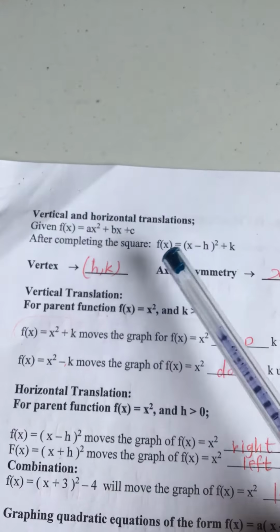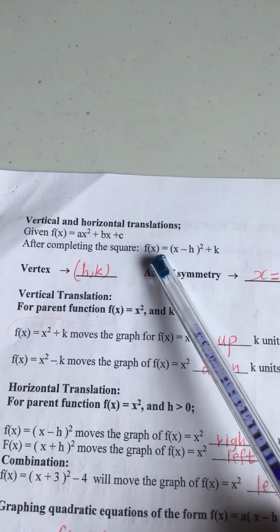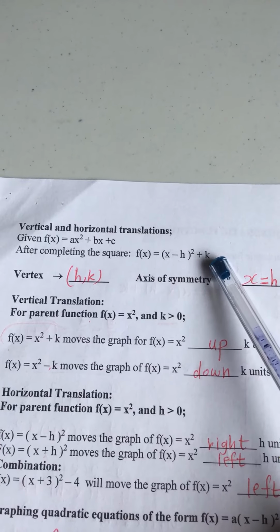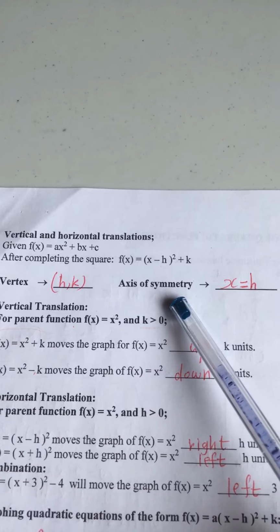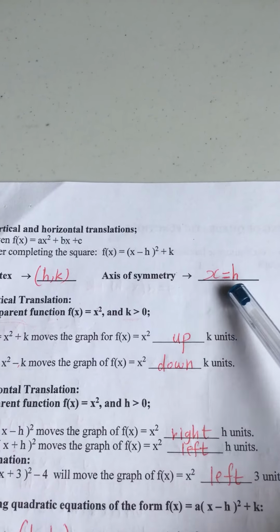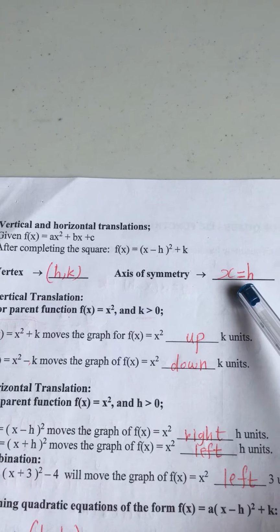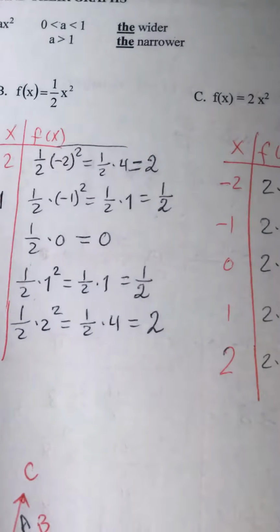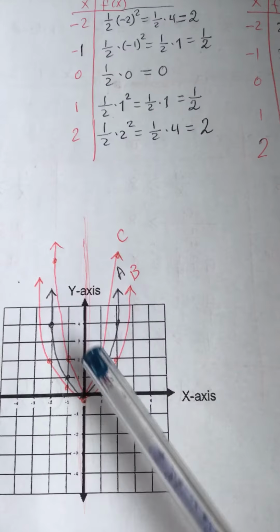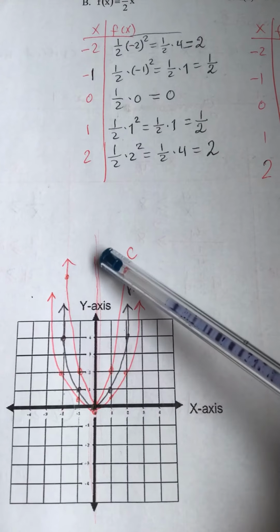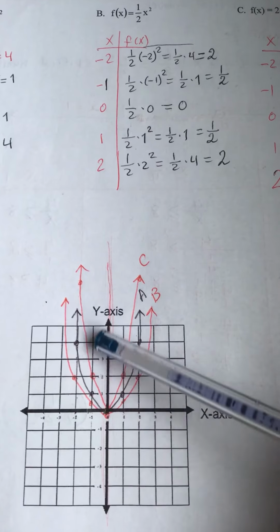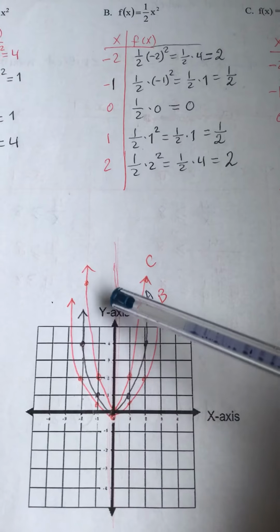So if the quadratic function is written in this form, the vertex is (h, k) and the axis of symmetry is x equals h. In this example, x equals 0 is the axis of symmetry. x equals 0 means the y-axis.